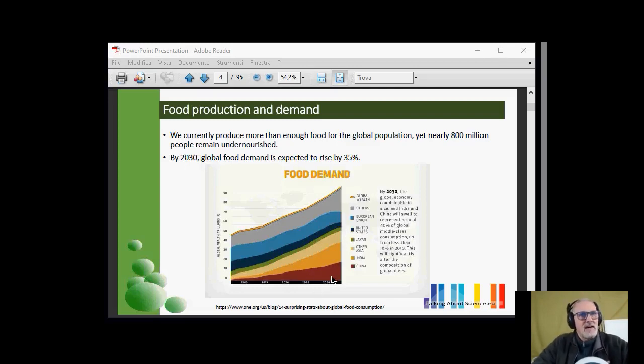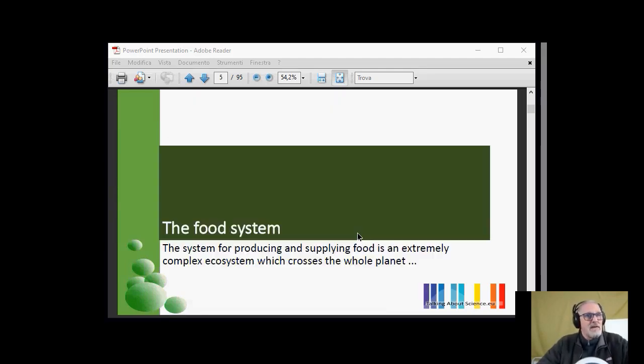But then we have India and China, which are set to expand along with other countries in Asia. So, overall, this is FAO data, which is that by 2030 food demand is expected to increase by a third, which is quite a lot if we think about it, okay?